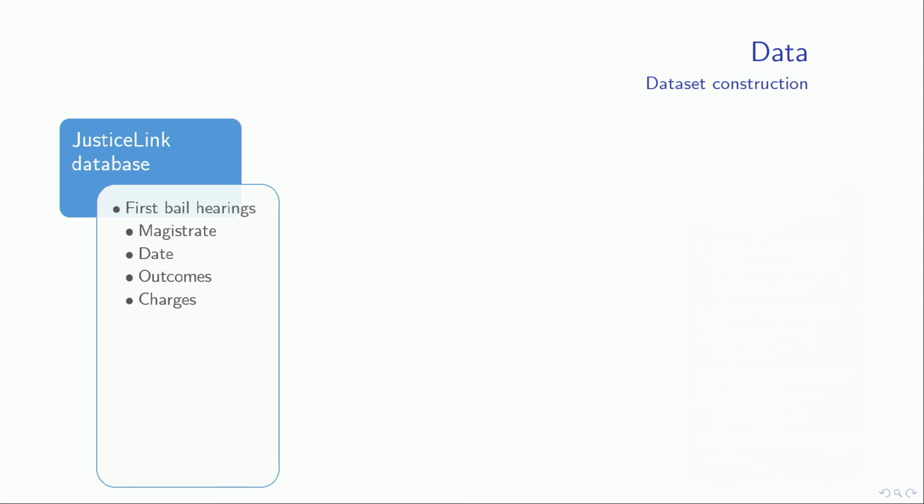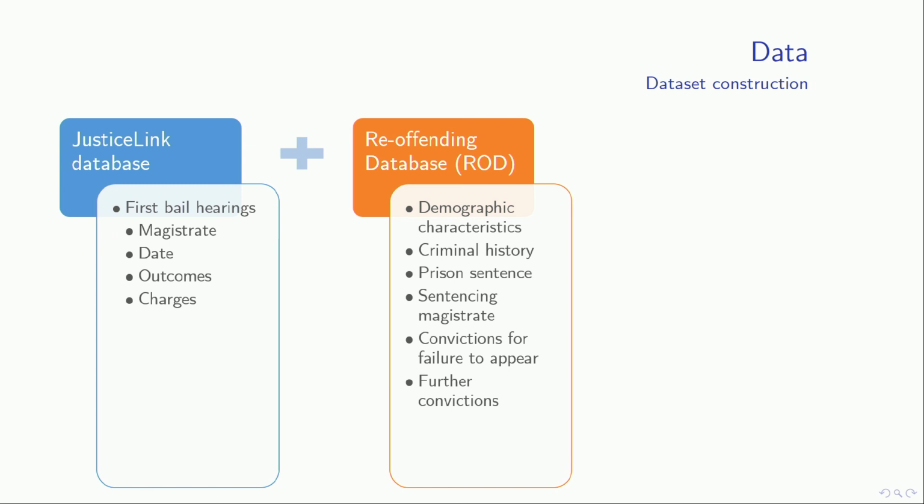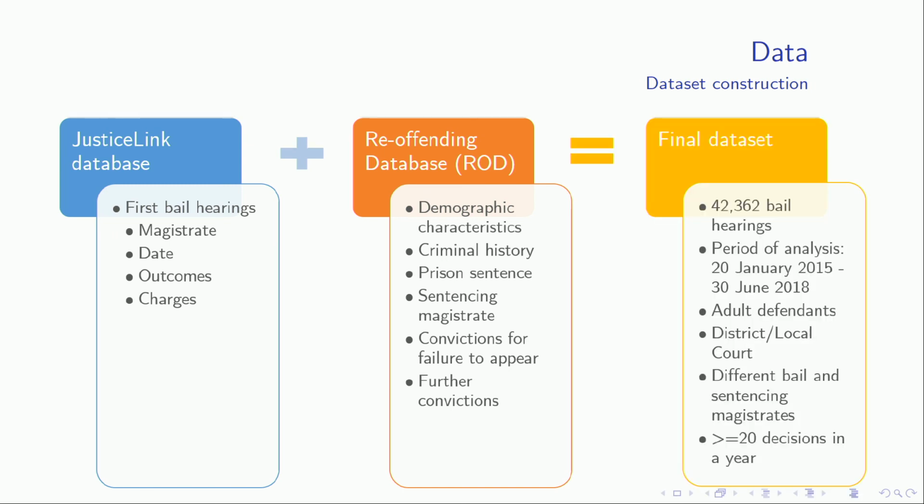I started with the JusticeLink database, which is the database used to record court data in New South Wales. From that, I got all the first bail hearings, and attached to that, the magistrate presiding over it, the date of the bail hearing, the outcomes of the bail hearing, and the charges against that person at the first bail hearing. I linked this to the BOCSAR reoffending database, which contains demographic characteristics, criminal history, whether someone received a prison sentence, the sentencing magistrate, convictions for failure to appear, and further offending. That's how I got my final data set.